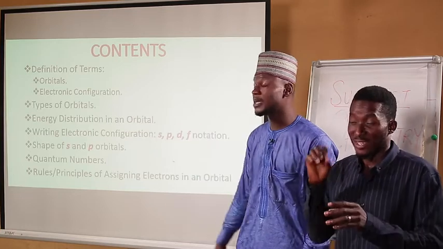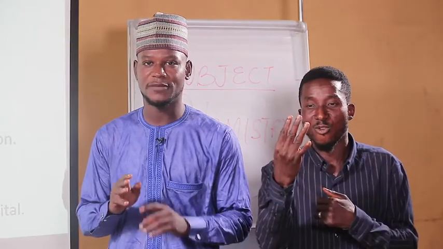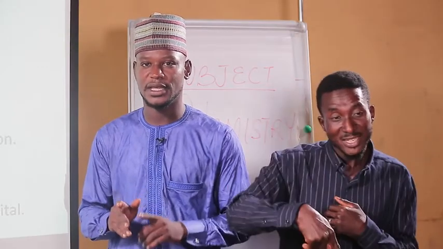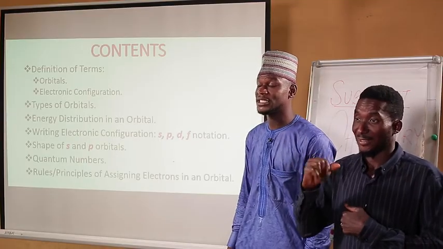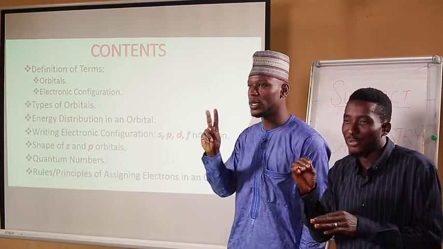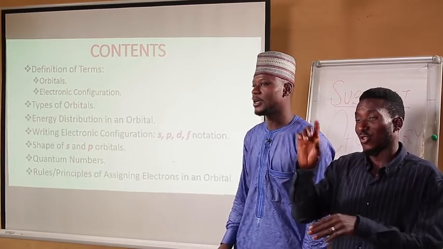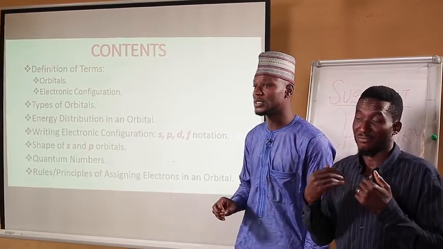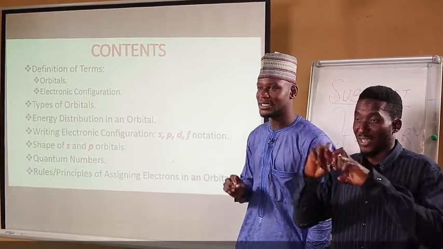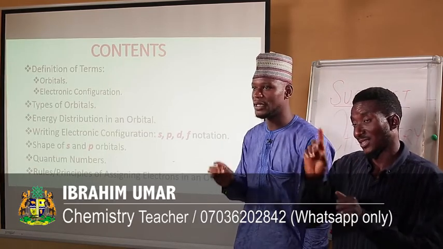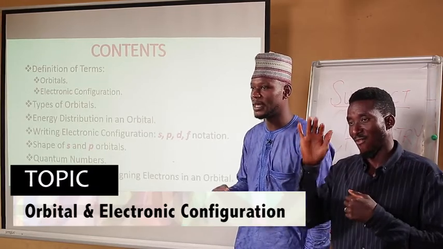Then he made mention that we have types of orbitals, which he categorically states are 4 types. He said we have the s orbital, the p orbital, the d orbital, and the f orbital. The s orbital, also called the sharp orbital, can accommodate a maximum of 2 electrons. Then we have the p orbital, which is called principal, which can accommodate a maximum of 6 electrons. The d orbital, which is diffuse, can accommodate a maximum of 10 electrons, while the f, which is the fundamental, can accommodate a maximum of 14 electrons.